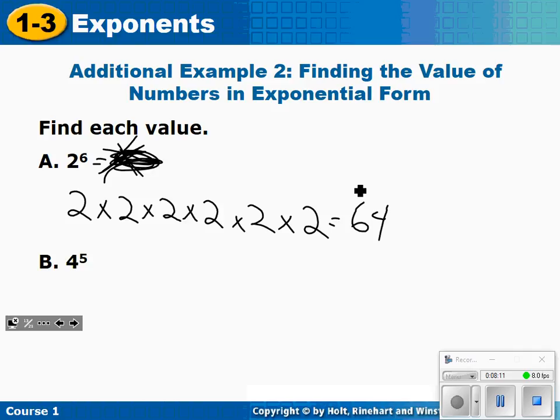All right. The next one. How many 4s do I have to write there, Logan? 5 of them. 4 times 4 times 4 times 4 times 4 equals 1,024.